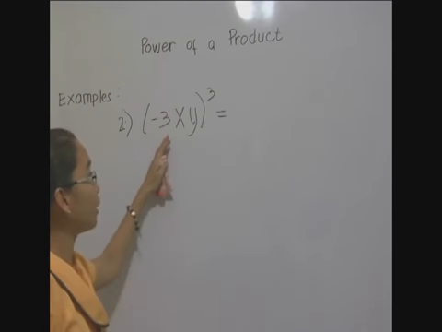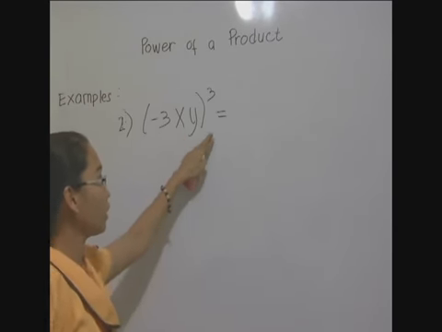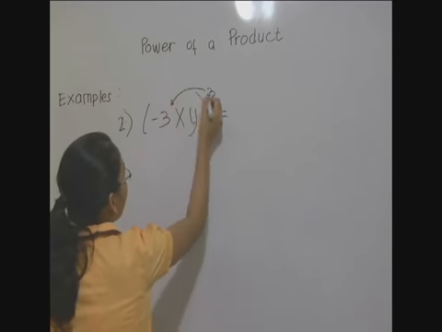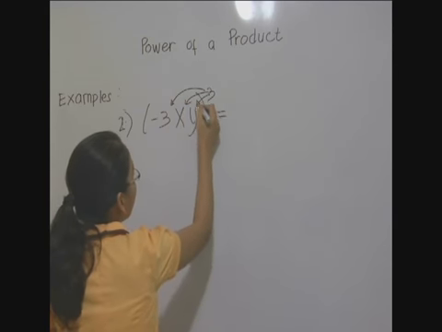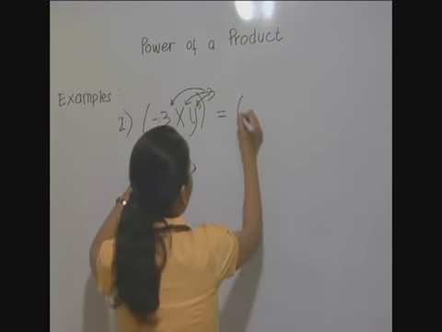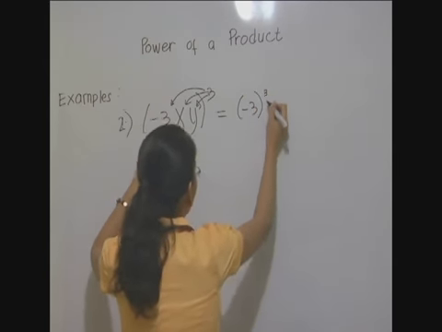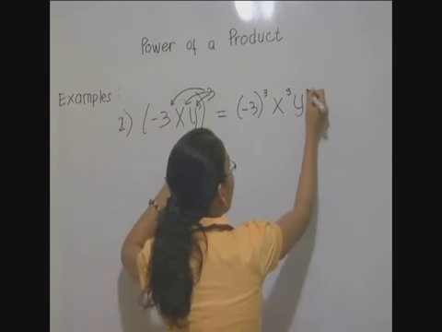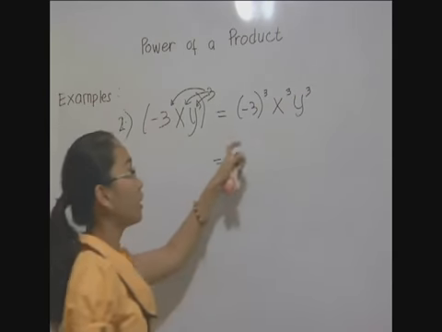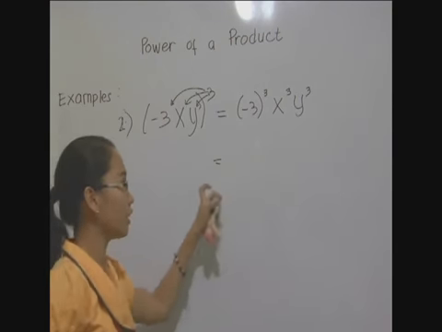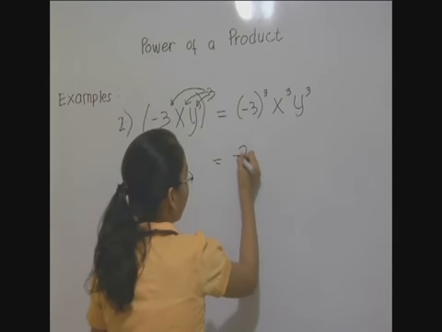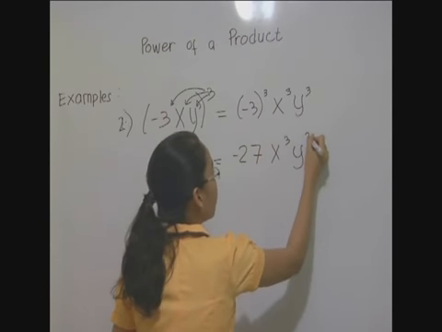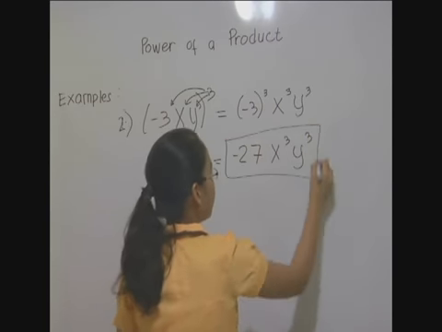If we have negative 3 times x times y, quantity to the power of 3, we distribute this 3 to each factor, and this will become negative 3 to the power of 3 times x to the power of 3 times y to the power of 3. This becomes negative 3 times negative 3 times negative 3, that is negative 27, times x to the power of 3 times y to the power of 3. So this is the final answer.